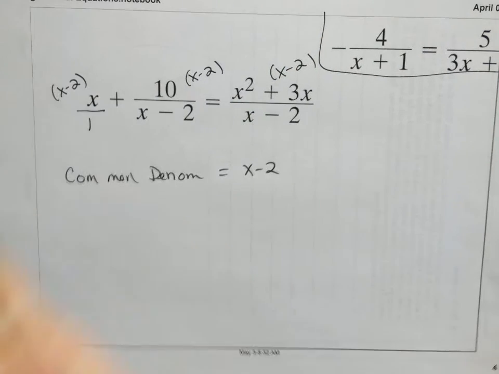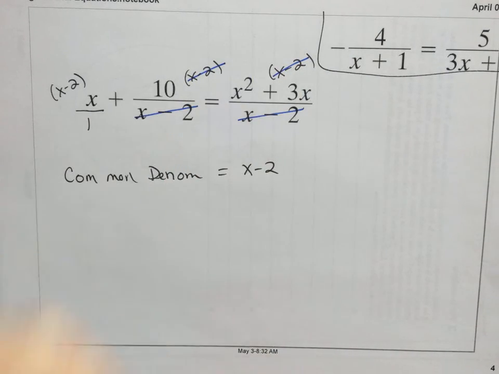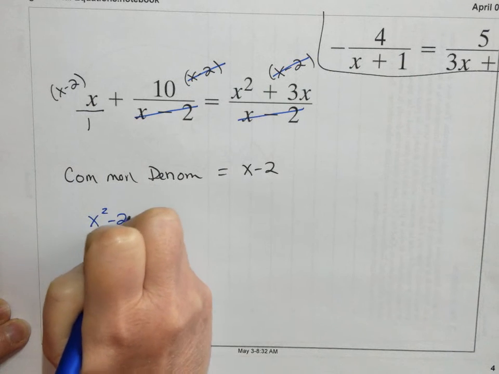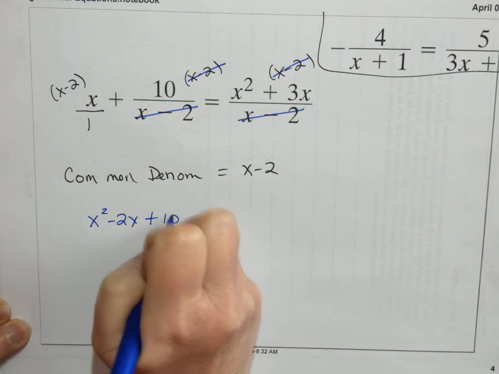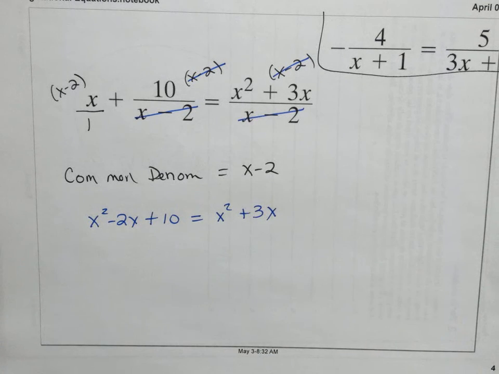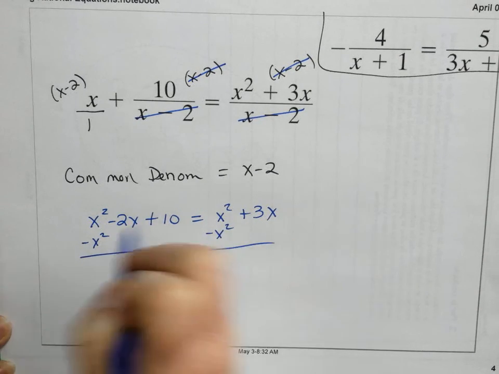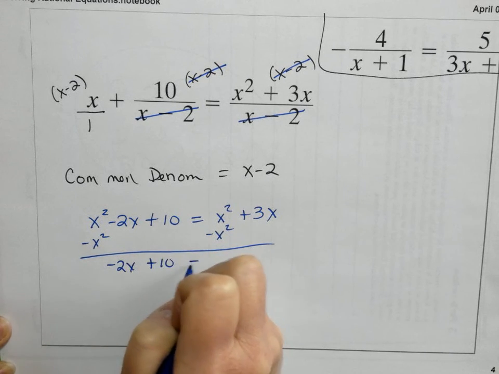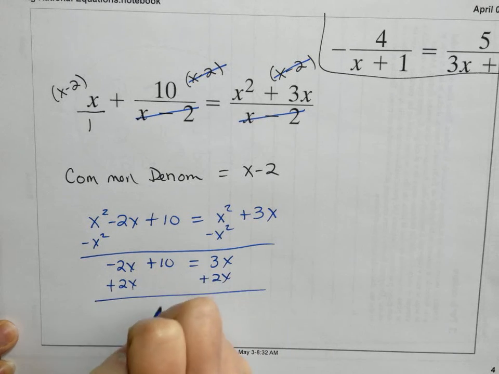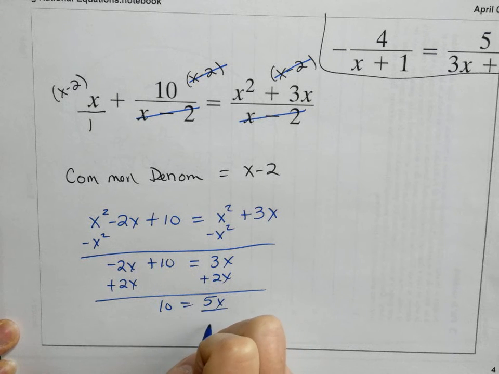Okay, no big deal, right? We come through and we cancel. Well, x minus 2 here and there, x minus 2 here and there, but that has to get multiplied. So we do. That's x squared minus 2x plus 10 equals x squared plus 3x. Nothing on that side had to change. Well, that's kind of nice. Let's subtract the x squared. And we get negative 2x plus 10 equals 3x. I'm going to add that 2x. So I get 10 is 5x. Oh, well, silly me. That means x is 2.